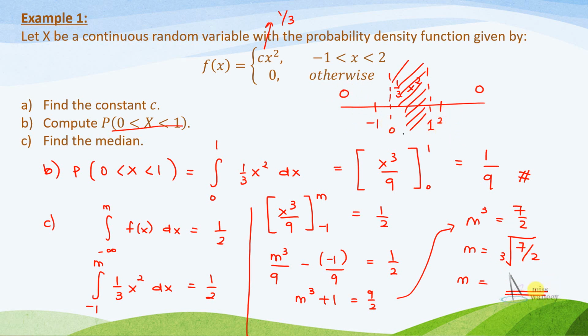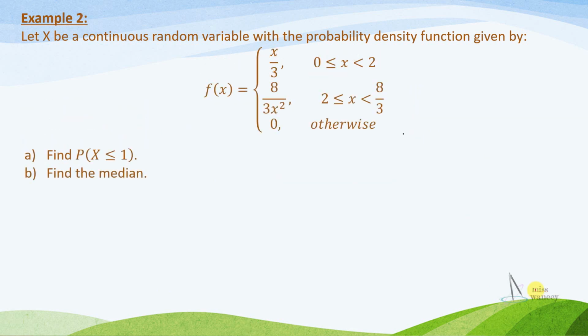Okay, so now let us go to the second example. Let x be a continuous random variable with the probability density function given by two functions over here. Let us draw them. So this is 0, 2, 8 over 3, so that we can see them much more clearly. So this is x over 3, this is 8 over 3 x squared, and 0 elsewhere.